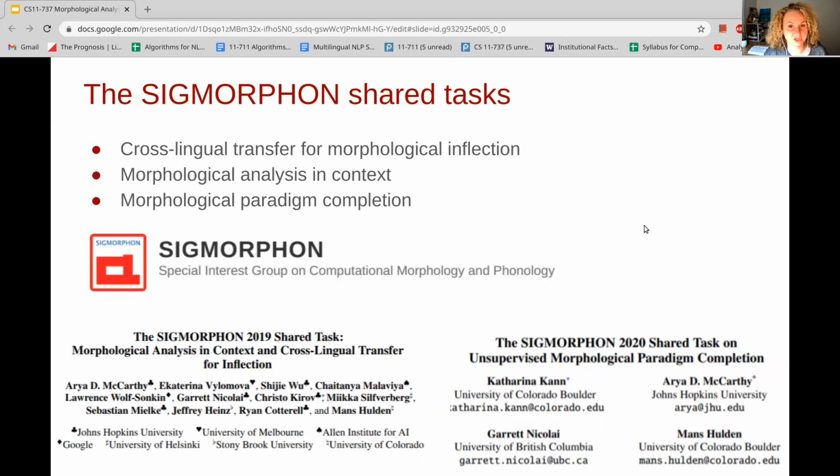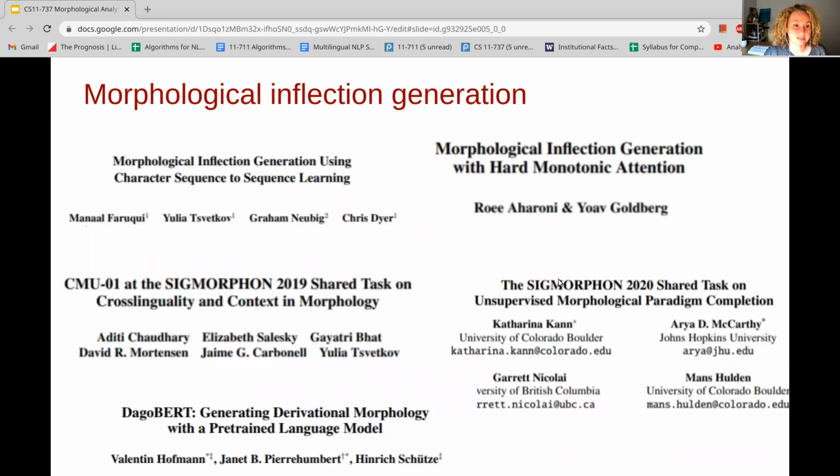So these tasks, morphological analysis, morphological inflection generation, paradigm completion, are widely explored, in particular in SIGMORPHON competitions. SIGMORPHON is a special interest group on computational morphology and phonology, and they organize workshops and shared tasks every year. And I put here some interesting summaries of workshop tasks that you can look into. There is a lot of research, so I really gave a high-level overview.